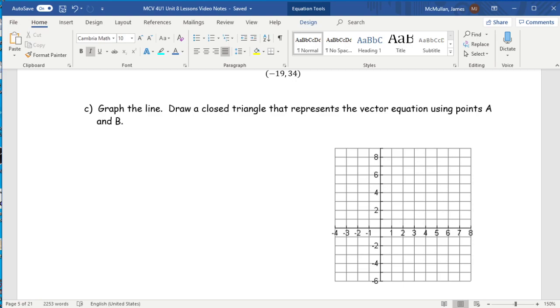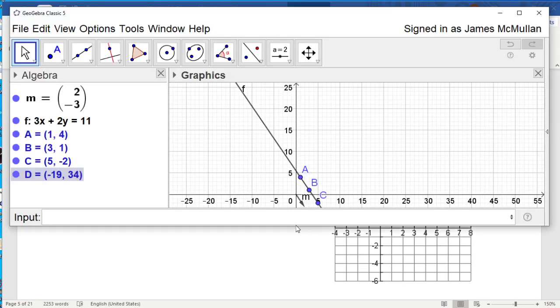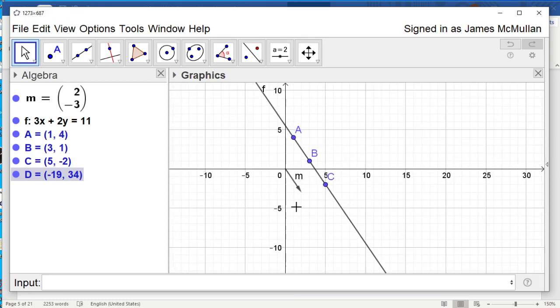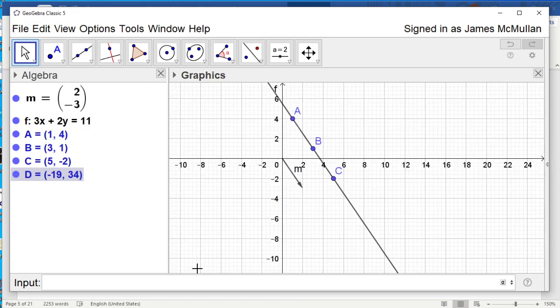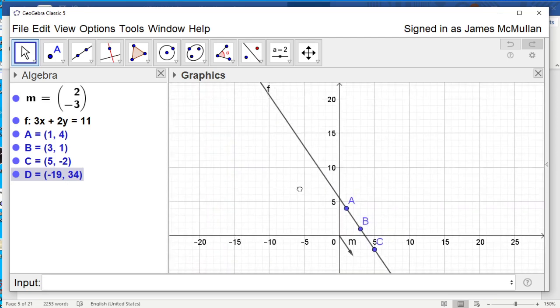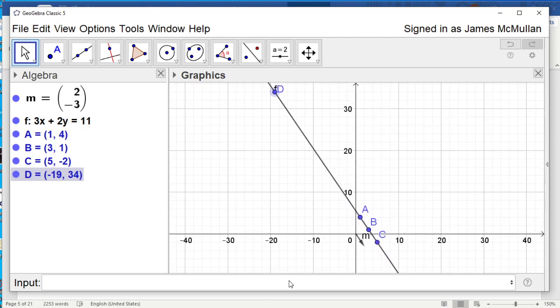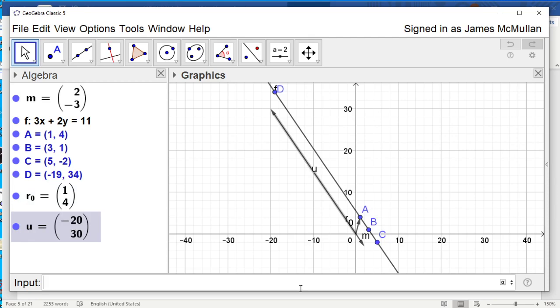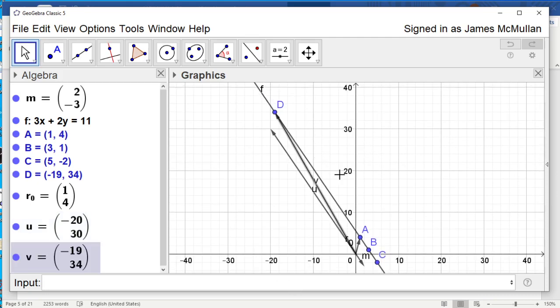I'll do that here using the GeoGebra. So again, my direction vector is m. It would be good to illustrate it with this weird point I drew, D. So let's say RO is the direction vector that gets you to A. So in this case that would be 1, 4. Okay, so there's RO. It connects you with A. Then I'm going to draw negative 10m. That gets you all the way over there. Then I'm going to go RO plus U, and that gets me to the point D.